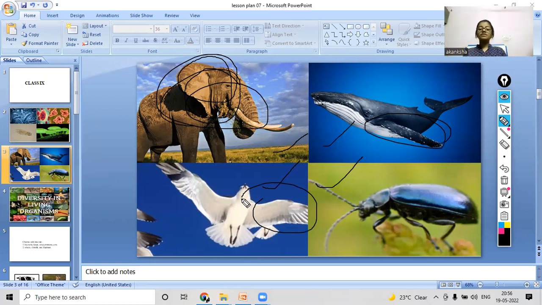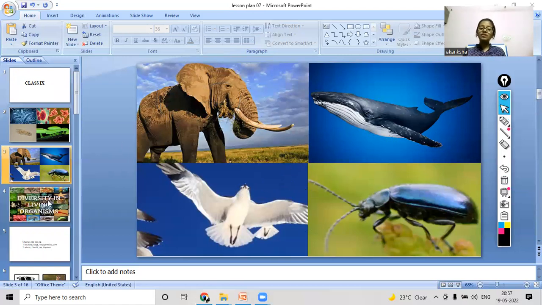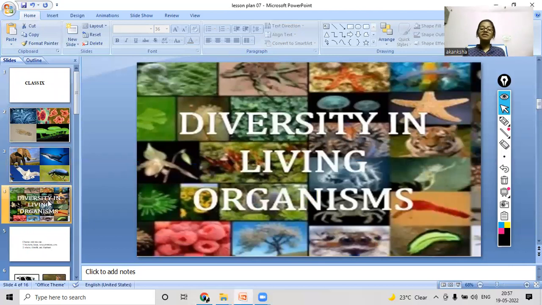So much diversity in organisms, not only in microscopic organisms, but in animals and plants also there is so much diversity. So now we will see some more detail. So what are we going to study now? Yes, diversity in living organisms, right? So now I will explain what it means.